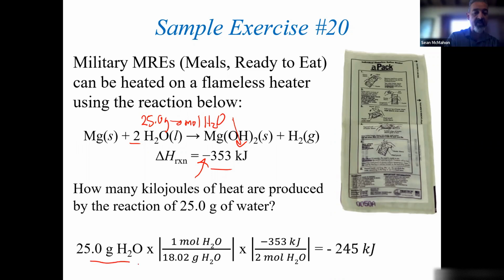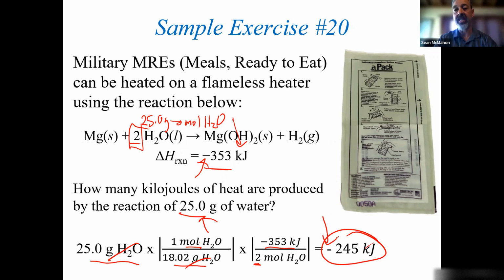So I start with 25 grams of water. There's 18.02 grams of water per mole. Grams cancel. And 2 moles, where did I get 2 moles of water? My balanced chemical equation, there's a negative 353 kilojoules of heat released. So my final answer has 3 sig figs, because that's a trailing 0. And I keep the negative to show that it's exothermic and that the heat is released or produced.